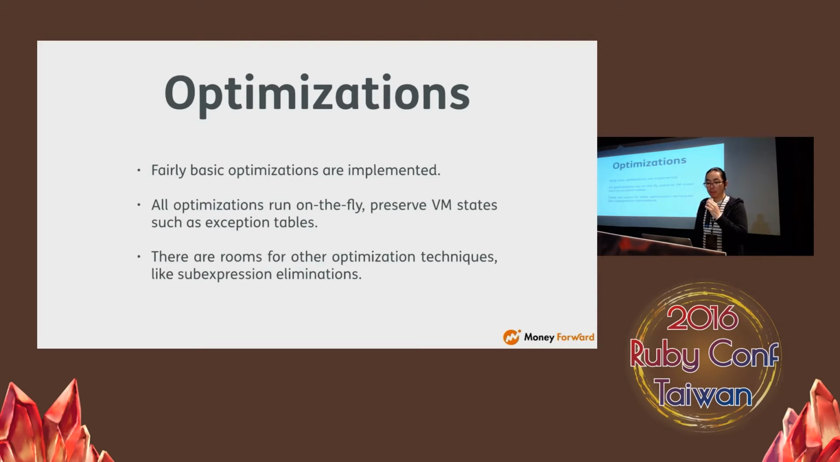Okay, let me summarize what was shown. I implemented several optimizations. For those people who work with compilers, it is obvious that what I did is very fundamental and simple ones. These optimizations run on the fly and preserve VM states. I have not mentioned exceptions at all so far because it has nothing to do with it. The optimizations explained so far do not interact with exceptions.